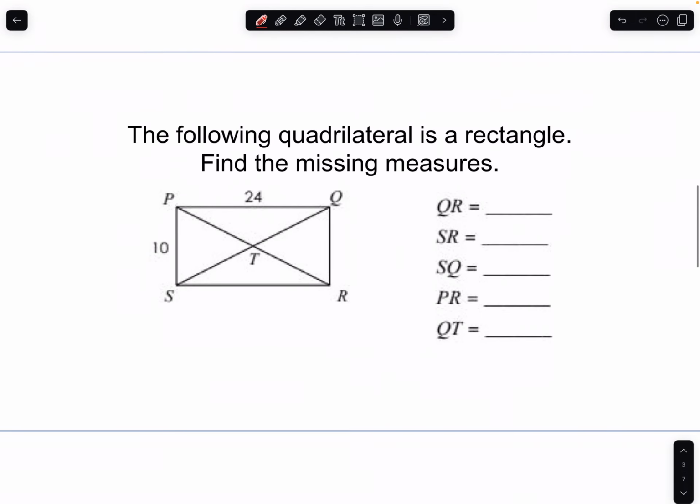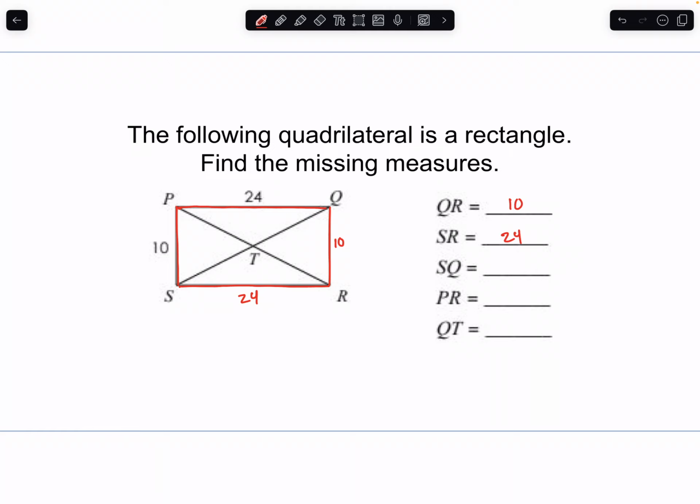So here's an example. We know that this quadrilateral is a rectangle, so I want to find the missing measures. First, we can begin by finding very straightforward lengths, right? PS is going to be congruent to QR because it's still a parallelogram, so opposite sides are congruent. Now that's 10. That means that PQ will be congruent to SR, which makes this 24. So I can fill in QR to be 10 units, SR to be 24 units.